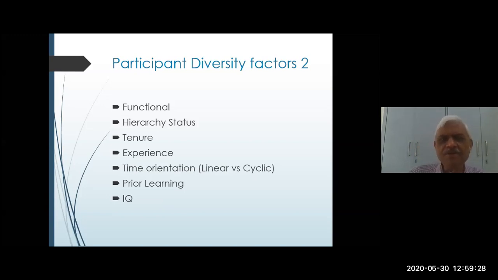Right. Now we come to another set, functional. Many training programs will have people from different functions coming in. For example, in general behavioral programs, we do have people from finance, operations, etc. So if there is a program on interpersonal skills, you will have people from different functions. Now, this does create a challenge, plus this also creates an opportunity for you to utilize examples from different functions.